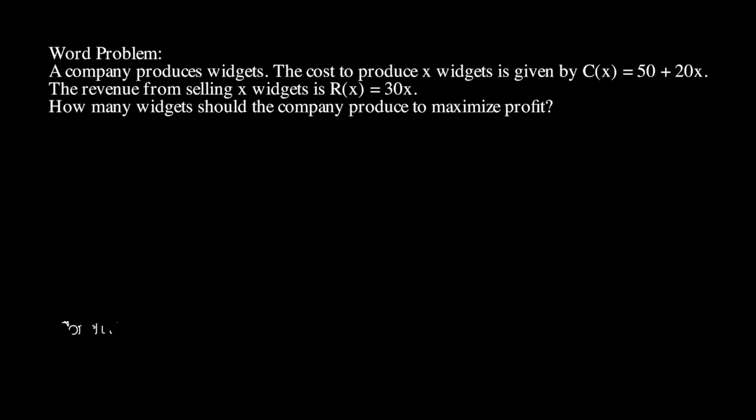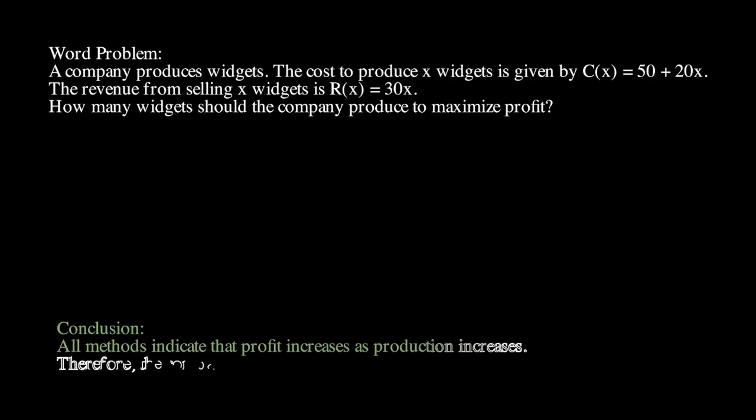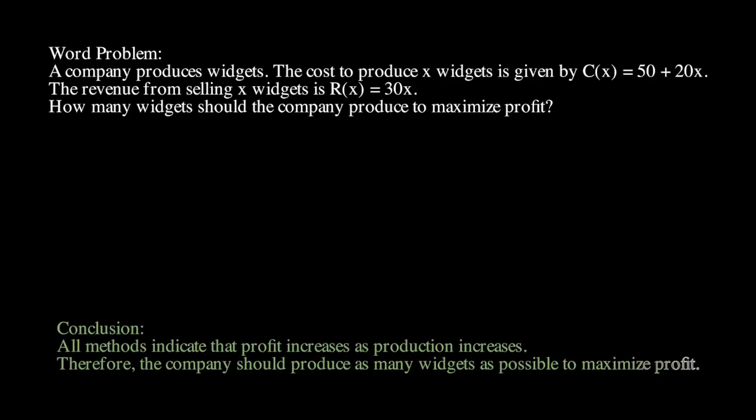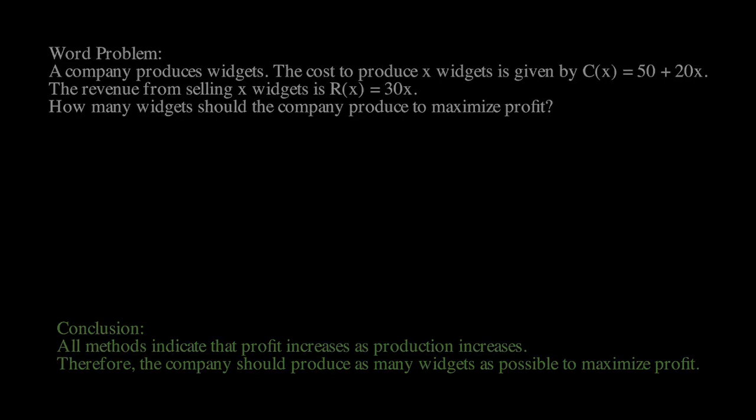In conclusion, all three methods, the algebraic, graphical, and tabular approaches, demonstrate that the profit increases as the production increases. Therefore, to maximize profit, the company should produce as many widgets as possible.